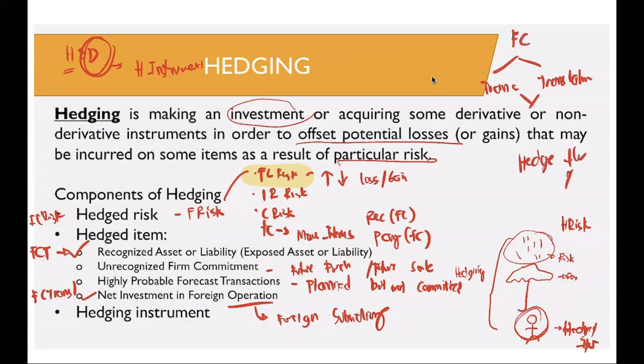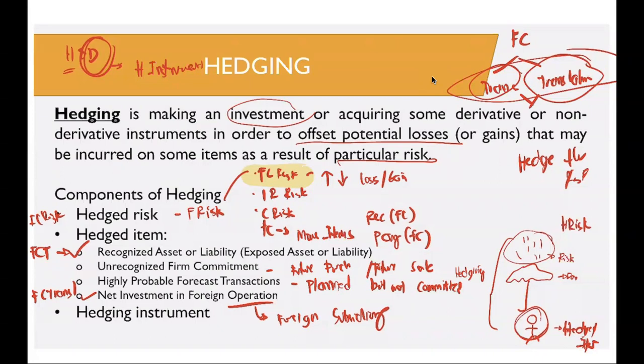Okay? So our hedge risk is the foreign currency risk out of your foreign currency transaction and translation. What do we call this foreign currency transaction and translation? These are your hedge item. So when we talk about hedge item, there are only four. It's either recognized asset or liability, unrecognized firm commitment, highly probable forecast transactions, and net investment in foreign operation.